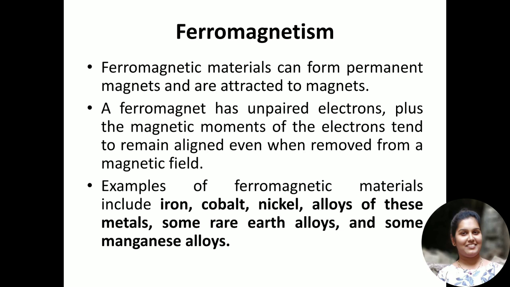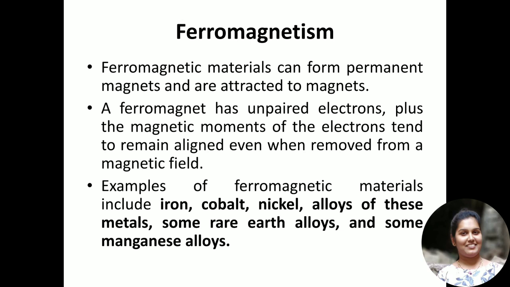The next kind of magnetism is ferromagnetism. Ferromagnetic materials can form permanent magnets and are attracted to magnets. A ferromagnet has unpaired electrons, plus the magnetic moments of electrons tend to remain aligned even when removed from a magnetic field. So this point is to be remembered: even when removed from a magnetic field, the electrons tend to remain aligned. They maintain their alignment, and this kind of magnetism is called ferromagnetism.